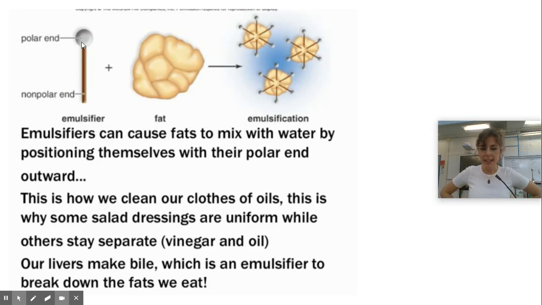And then finally, let's talk about bile. These emulsifiers are also in your liver. This emulsifier is called bile, and it breaks down fats. Where do you store this bile? You store it in your gallbladder.